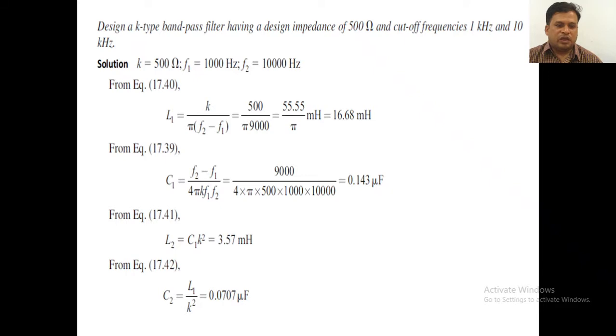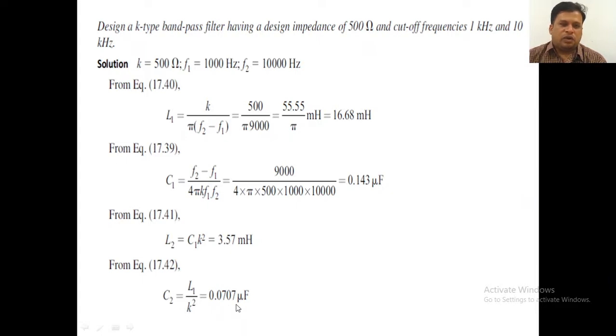So these calculations are done by using the formulas for L1, C1, L2 and C2. These formulas are important for designing a K-type band pass filter where the impedances and cutoff frequencies are given. L2 is equal to C1 K square, that is equal to 3.57 millihenry. And C2 is equal to L1 by K square, that is equal to 0.0707 microfarad.